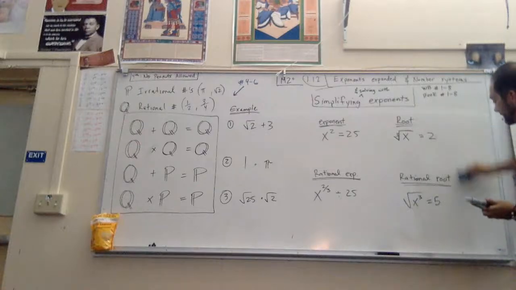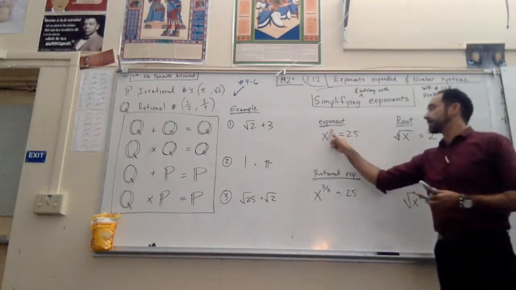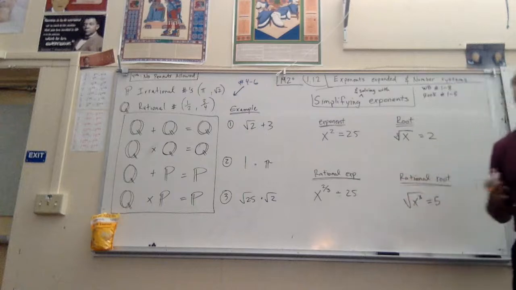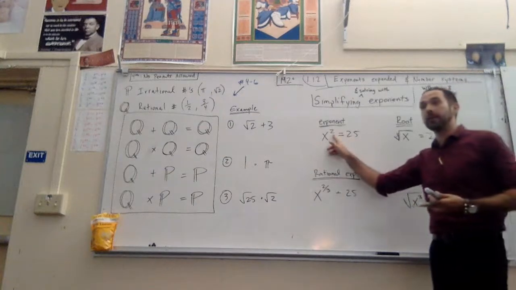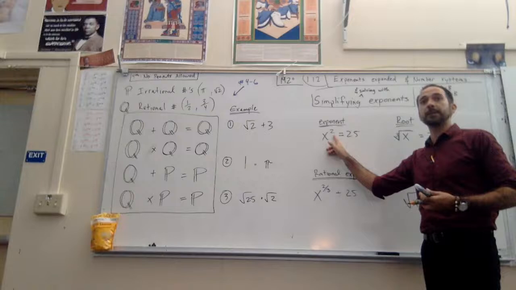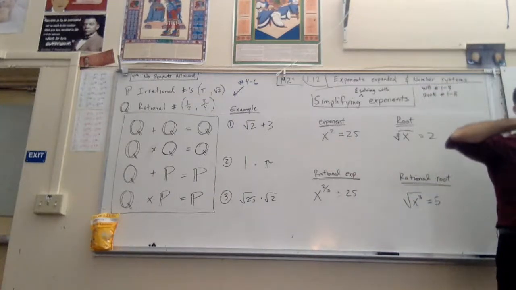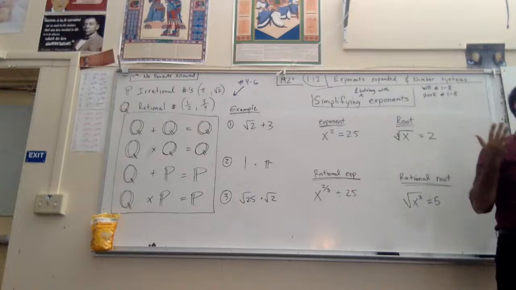So let's look at this. X squared is equal to 25. What operation is going on here? Think of PEMDAS. Which one of those is happening? The exponent. Okay. Now the exponent, it's to the second power, right? So what is the opposite of squaring something? What's the other direction? Square root. You guys got it?